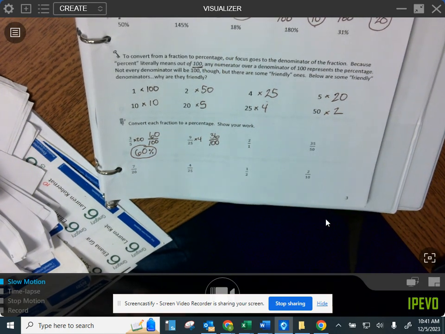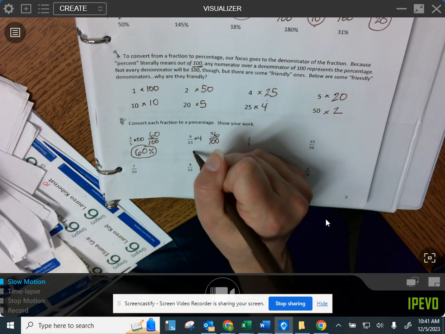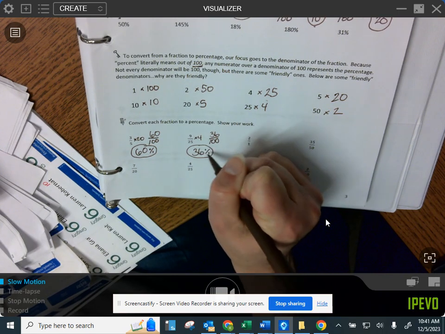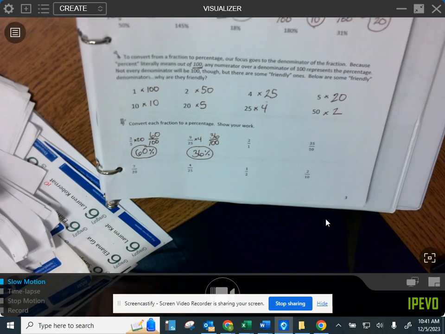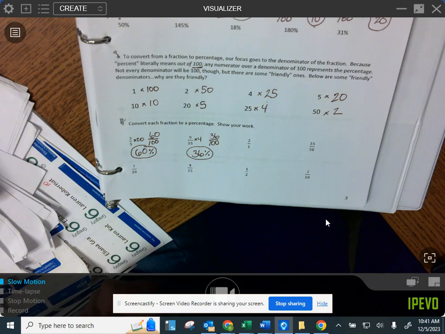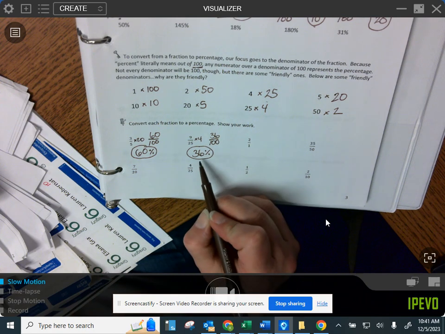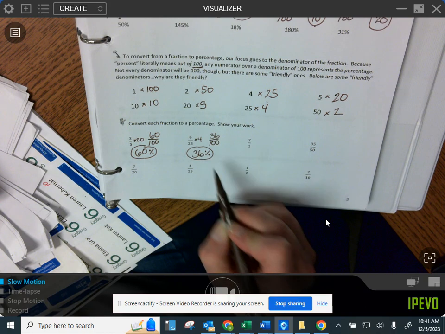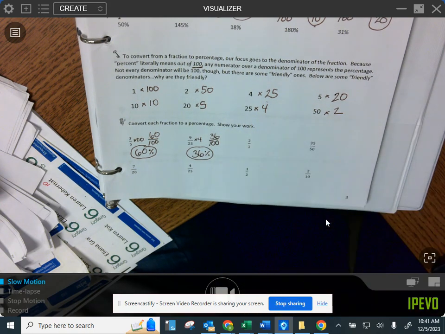So what is my percent? 36%. Do we need to have that percent sign there? Yes. We need to show we are talking about percents. It is important. So you should not just write a 36 for your final answer. It should be 36%. Let's look at our next one.